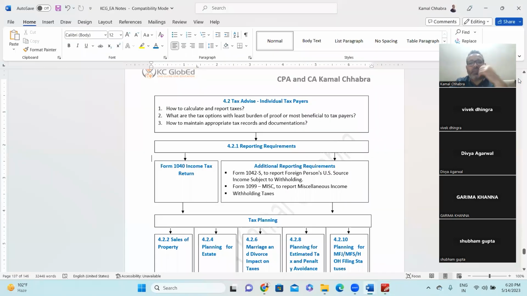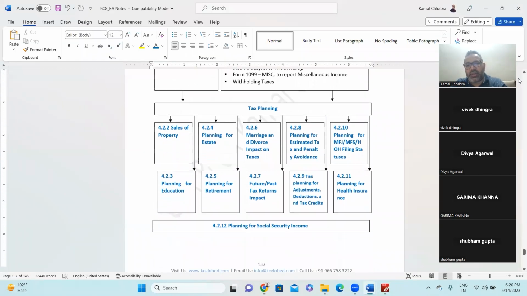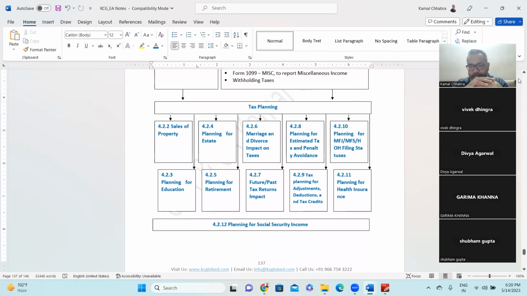Okay, now coming to the tax planning part. When we study tax planning, we'll be studying these 11 things. Tax planning is possible in areas where there is benefit of law, or different assumptions and presumptions that an individual can take to minimize tax liability, right? That can include sale of property. You remember what sale of property is? Real and personal sale of property. Yes, absolutely true. Real property and personal property.